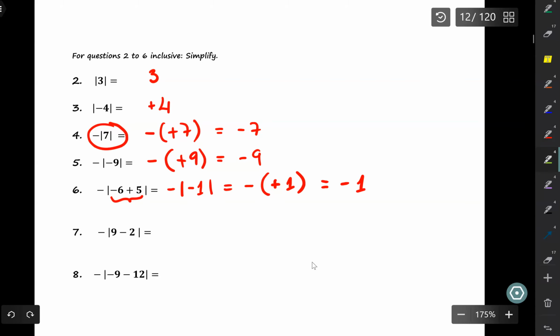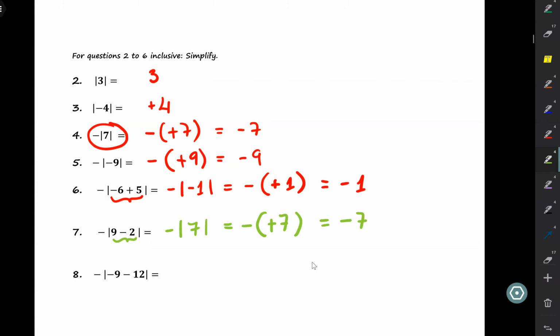Alright. Okay. So for these questions, again, I will calculate that. I will have that absolute value of 7 because 9 minus 2 is 7. So now leave that negative in front of the absolute value. Turn this into a normal bracket. It is a positive 7. So negative times positive will make it a negative 7.